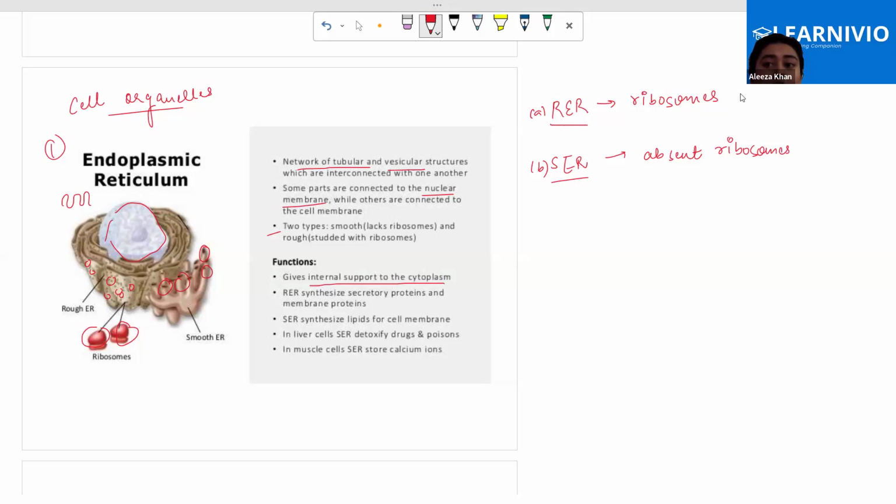Now, if it has ribosomes on its surface, it must be contributing to the synthesis of proteins. Ribosomes are responsible for synthesizing and secreting the proteins, and smooth endoplasmic reticulum synthesizes lipids. Understood? Now, if I talk about the cells of the liver, smooth endoplasmic reticulum detoxifies the drugs and poison. So within the liver cells, the role of the endoplasmic reticulum is to detoxify the drugs and the poison, and also to store the calcium ion.